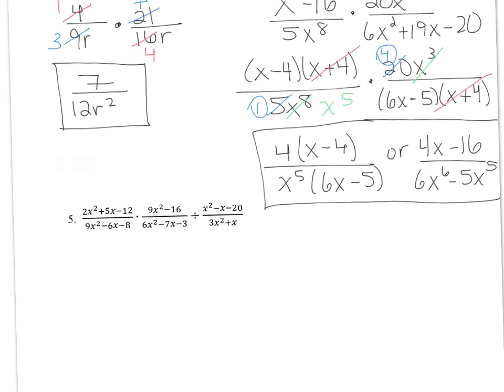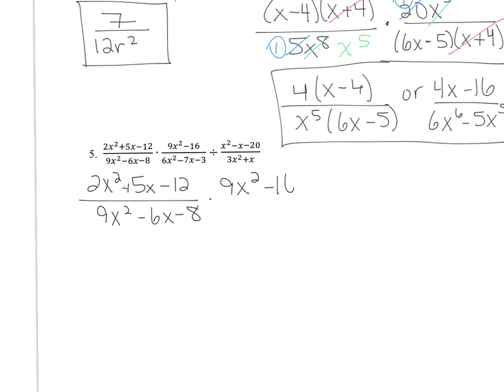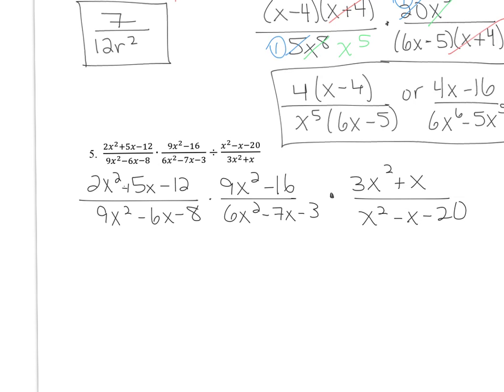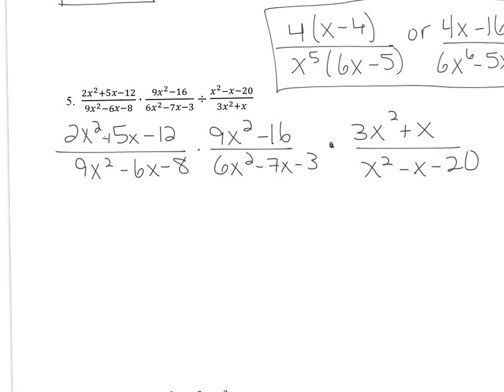And then finally, this fun one. You probably don't want to do this, but I'm going to just rewrite my first two rational expressions. And then I'm going to multiply by that reciprocal of 3x squared plus x over x squared minus x minus 20. I always get nervous thinking I'm going to flip it, but then forgetting to.